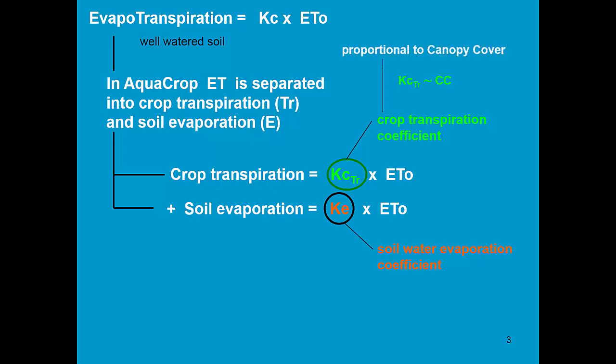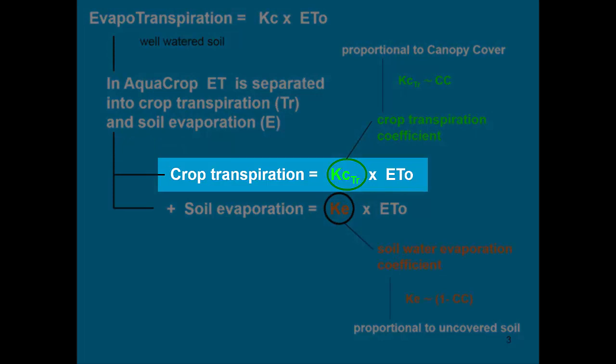The crop transpiration coefficient is proportional to the canopy cover. The more canopy cover you have, the higher will be the crop transpiration coefficient and the higher will be crop transpiration. The soil water evaporation coefficient is proportional to the uncovered soil, 1 minus Cc. The more canopy cover you have, the smaller will be the soil evaporation coefficient and the less soil evaporation. In this training module, we focus our attention on crop transpiration.